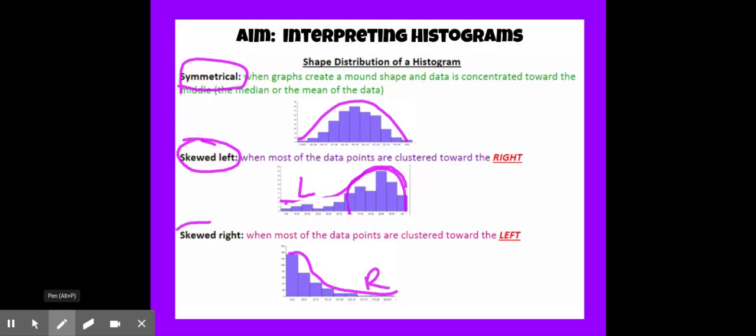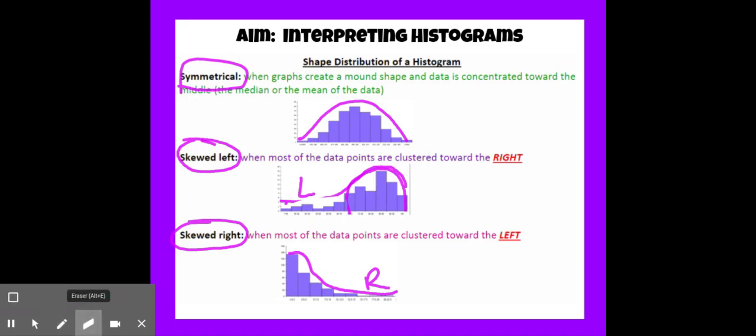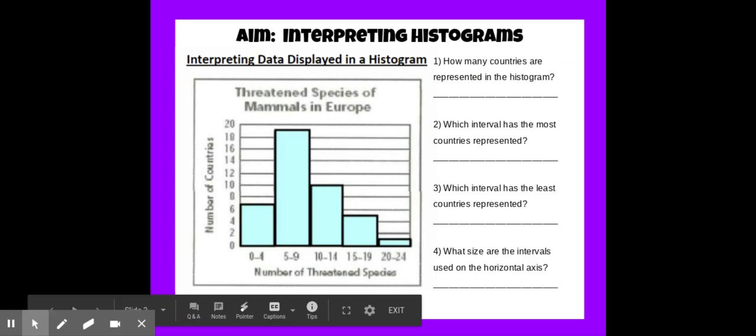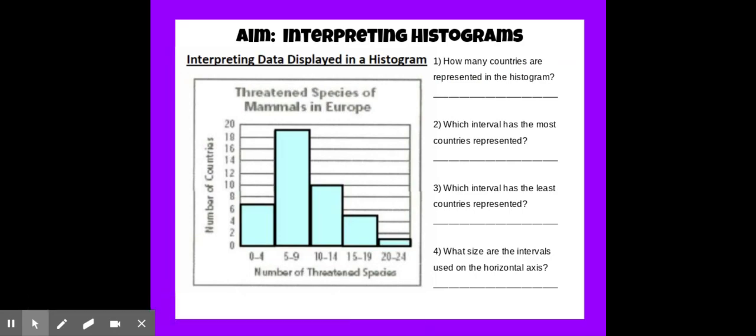So these are the three types of shapes of a graph. You're going to see this a lot more next year in algebra, but just know that those are the types that we're going to look at. Today, we're going to be looking at mostly symmetric graphs. So before we can go on, we're going to look at how to interpret a histogram. Let's just look at what it actually means.